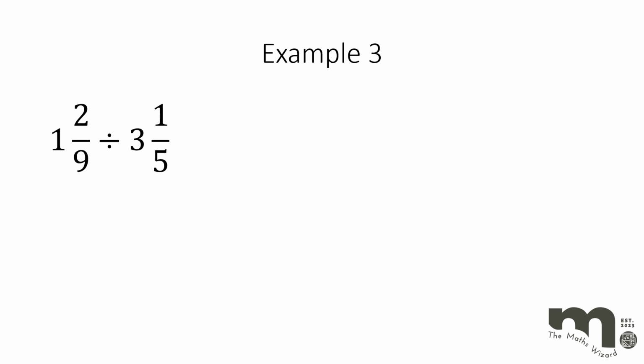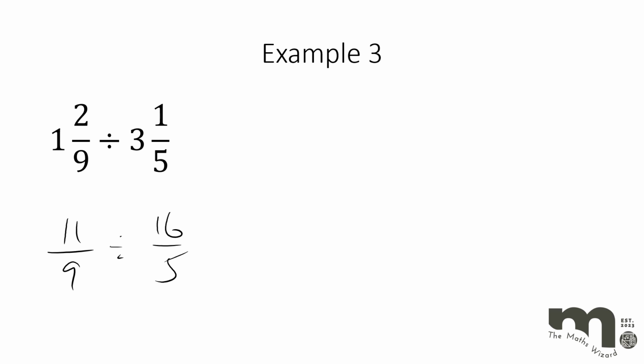Let's do one more example then. So we've got 9 and 5 as our denominators for now. 1 times 9 gives you 9. Add on the 2 and you get 11. 3 5s are 15. Add on the 1, you get 16.